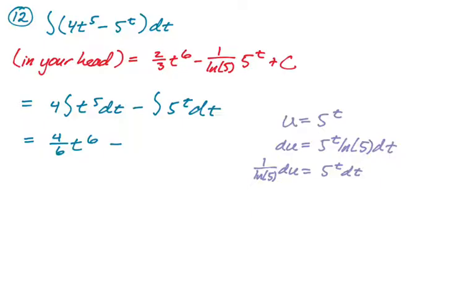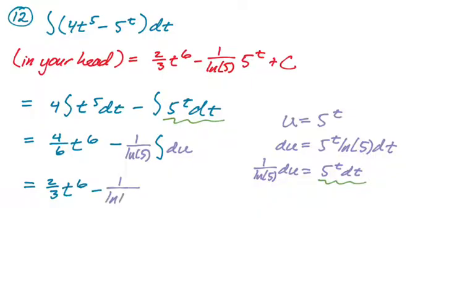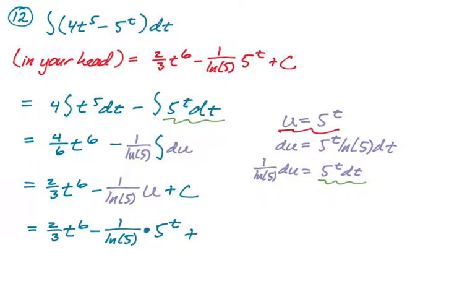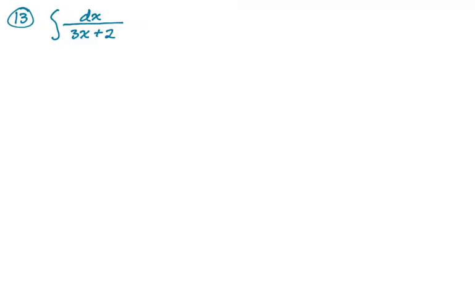And then every time when you're doing an exponential, if you do this process, you end up integrating just like a constant multiple of du. So this will become perfect. We got 1 over the natural log of 5, we pull out as a constant multiple, du, and we can integrate this. So 4/6 becomes 2/3, and 1 over the natural log of 5, and then u plus c. We know u is 5 to the t. So here we go. 2/3 t to the 6th minus 1 over natural log of 5, 5 to the t plus c.